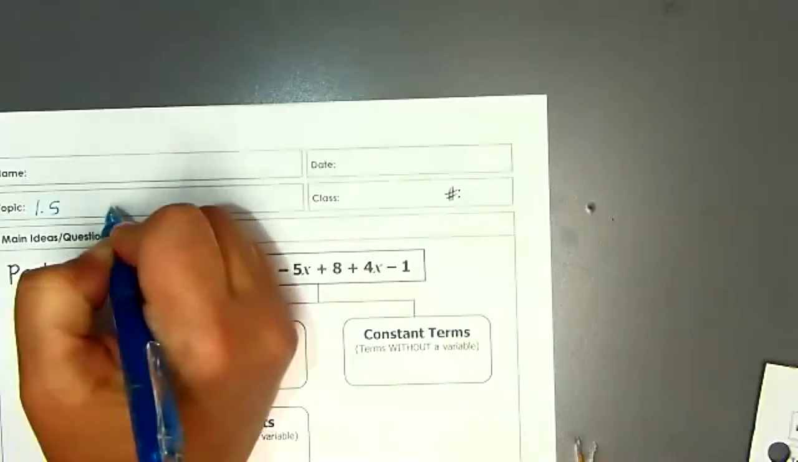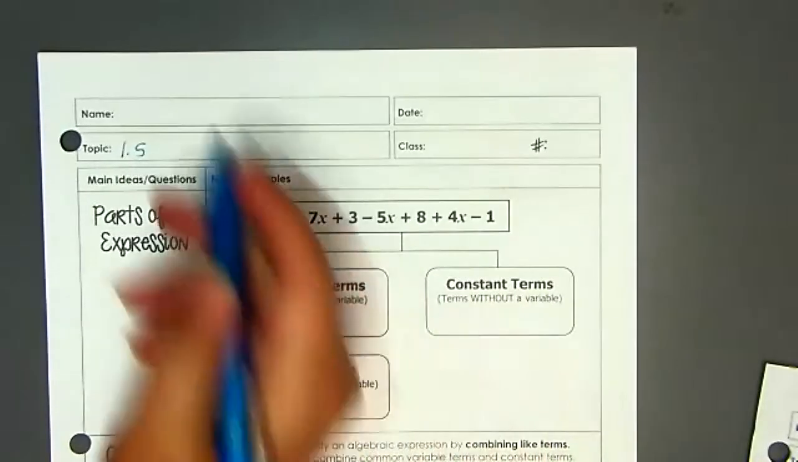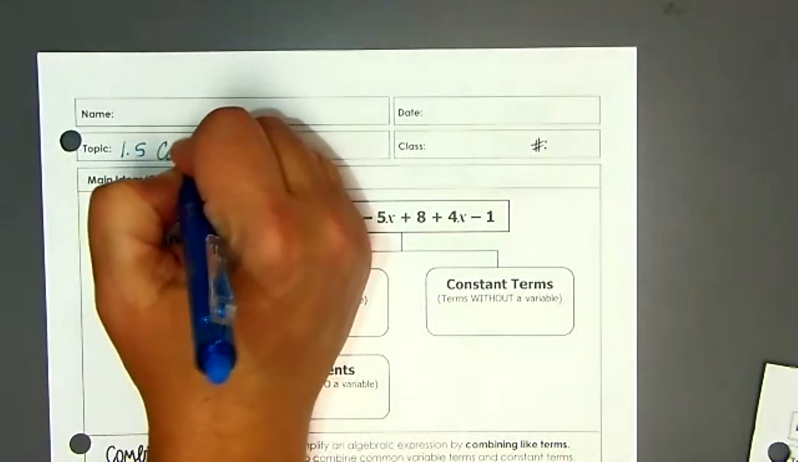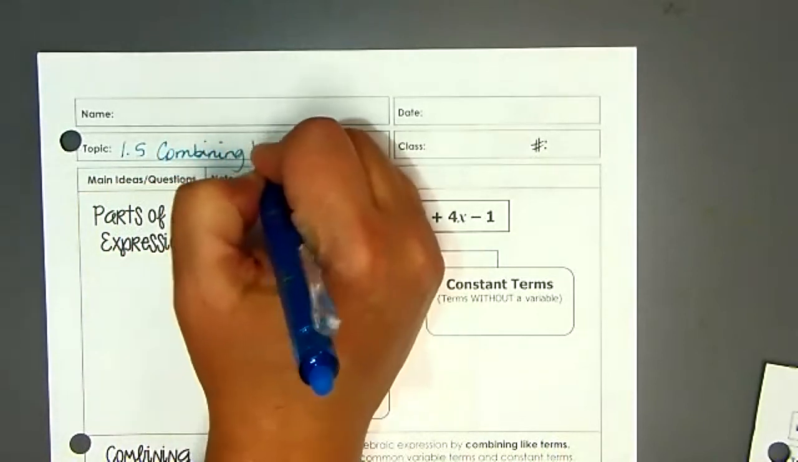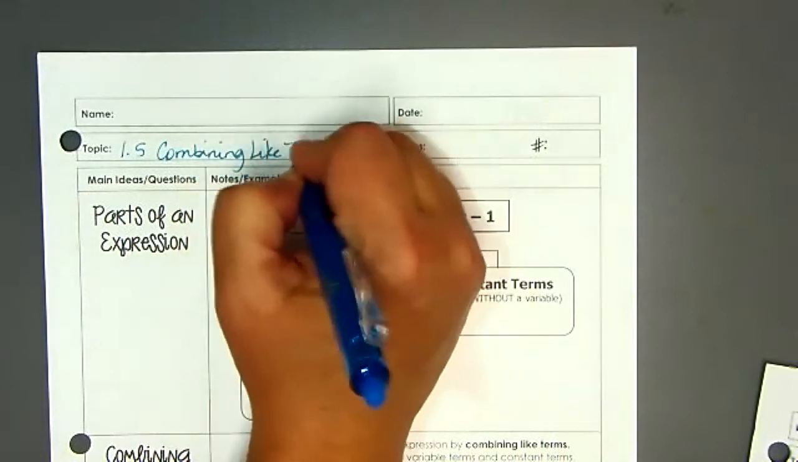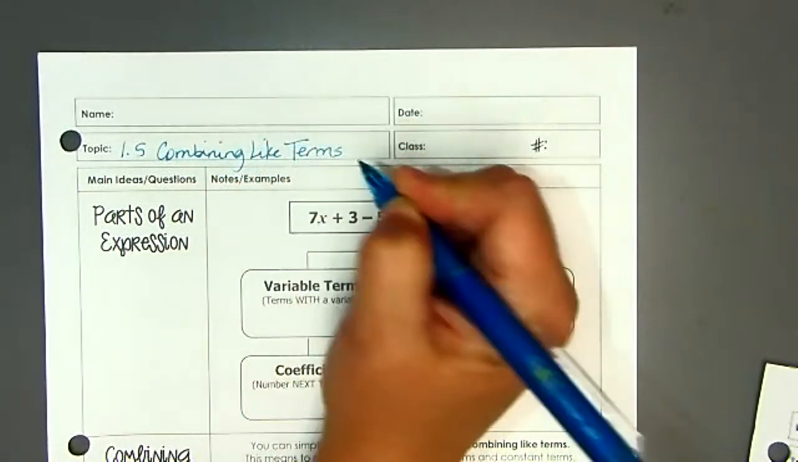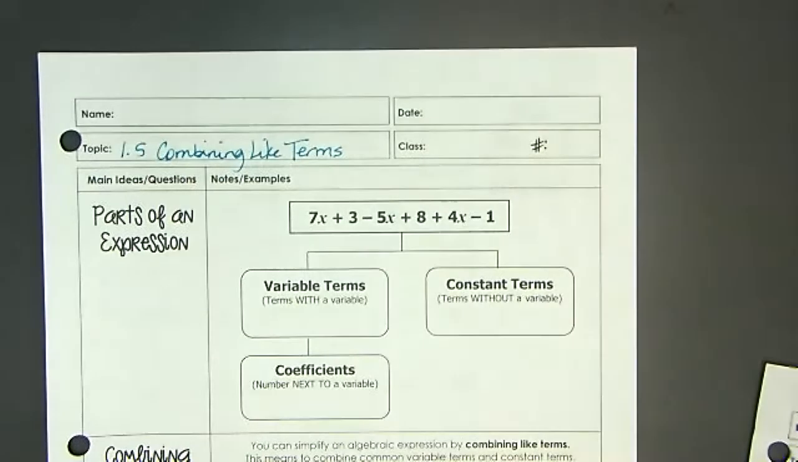And today we are covering 1.5, combining like terms. Making sure that they're all the same when we combine them together. So first off, we're going to go through and label the different parts here to make sure we understand what these vocabulary are.